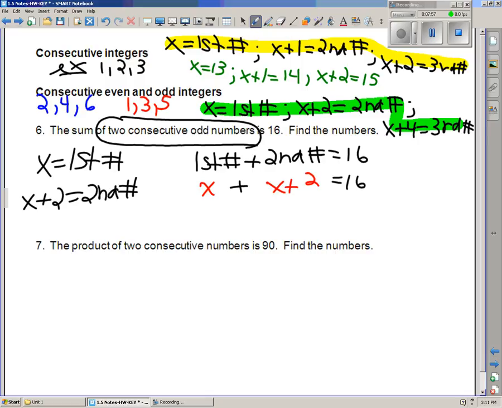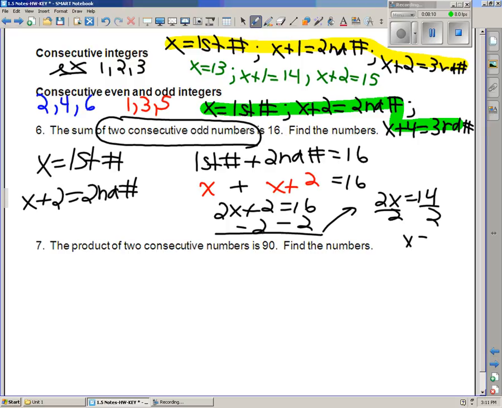When we do the math, we combine like terms. 2x plus 2 equals 16. Subtract 2 on both sides. 2x equals 14. Divide by 2 on both sides. x is 7. So the integers that they're talking about, consecutive odds, the first number, which is 7, is x. The second number is 7 plus 2, or 9.